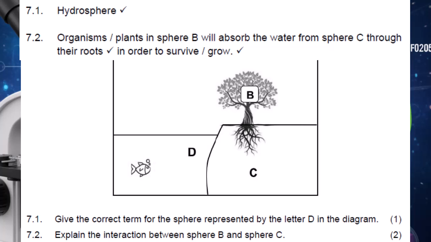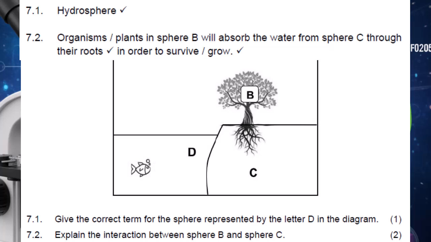So the biosphere takes water from the hydrosphere for life processes. That seems like a solid 2-mark answer. Absolutely. You could also mention animals drinking water or transpiration, where plants release water vapor back into the atmosphere, linking to a third sphere. But simple absorption is key.